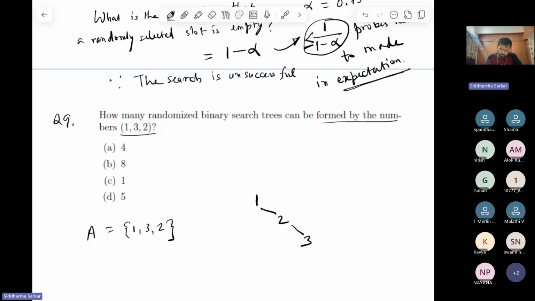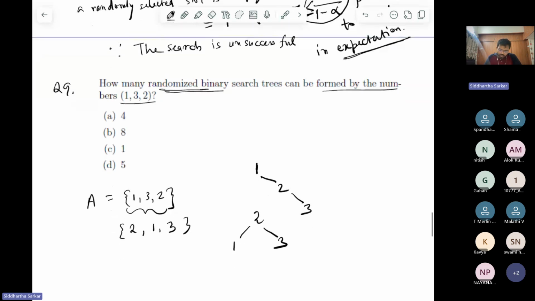But if you are talking about a randomized binary search tree, then first you take a random permutation of the input. For example, I took 2, 1, 3. Then I'll do this with 2, 1, 3, and this will become the new binary tree. So depending on what permutation you have taken, you will get a binary search tree, right?